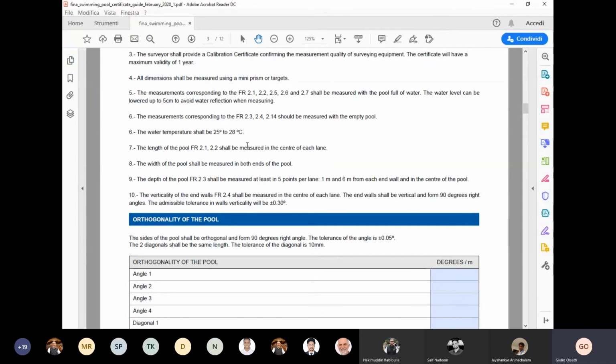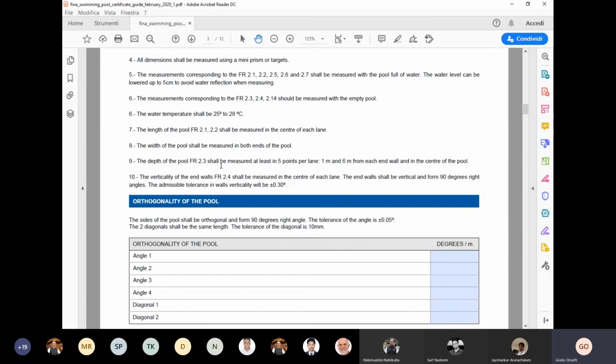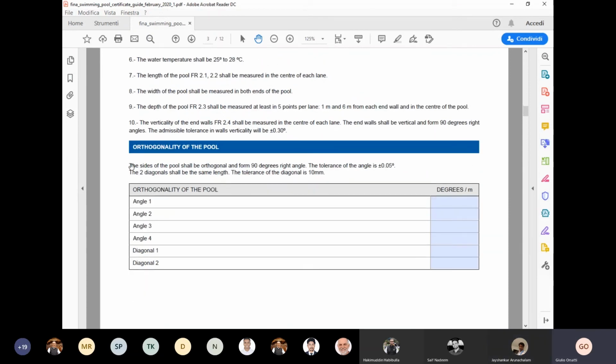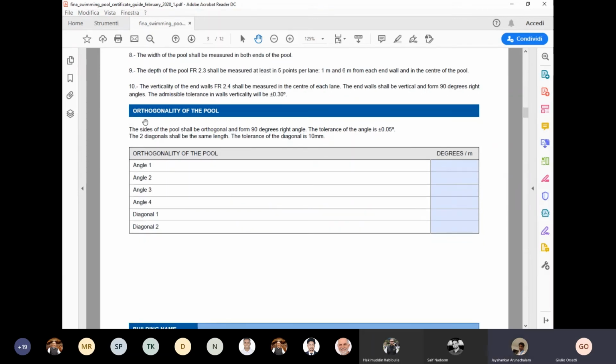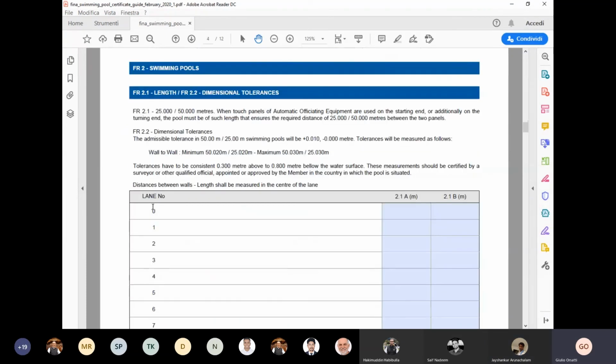And you can imagine that with the prefabricated structure, especially with our technology, I'd say it's very easy to meet these measurements, while with other construction techniques, it might be slightly harder. The first paragraph is the orthogonality of the pool. So, of course, the architect wants to be sure that the pool is square, and they need the 4 angles and the 2 diagonals. I guess this is standard practice.